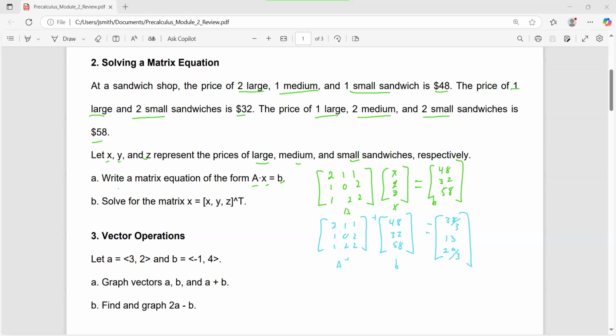So that'd be 38 times 2 is 76. 76 over 3. 76 plus 29, 105. 105 divided by 3 would be 35. 35 plus 13 would be 48.